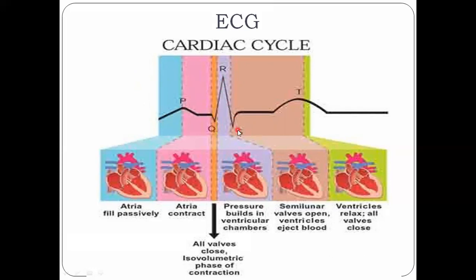Now, what do we have? We have the QRS complex, right? So it's due to the ventricular contraction. Then we have the T wave. The T wave is because of the ejection of blood from the ventricle.